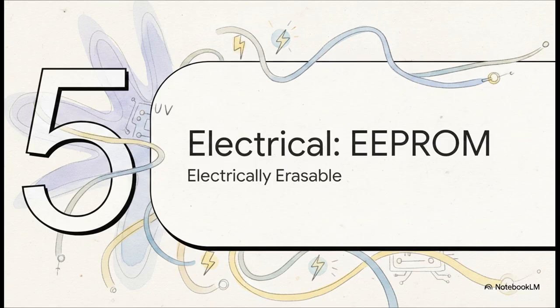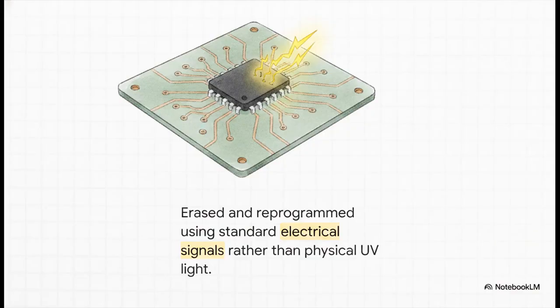So, section 5, electrically erasable, EEPROM. EEPROM adds another E to the acronym, standing for Electrically Erasable Programmable Read-Only Memory. And guys, this changed the game entirely. By using standard electrical signals instead of physical UV light to clear the data, EEPROM made updating your devices infinitely faster and way more practical. You no longer had to pull the chip out of the circuit board. You could just erase and rewrite specific bytes of data electronically while the chip stayed exactly where it was.